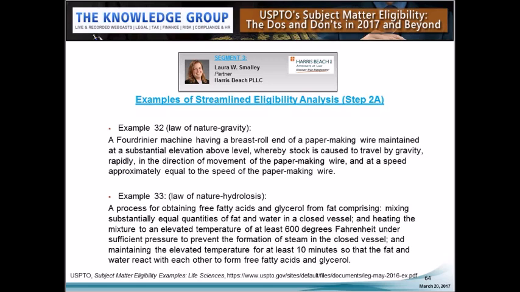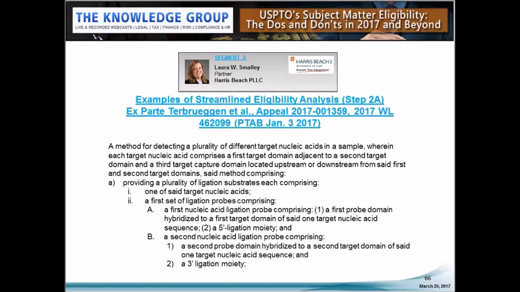And this is my final point here. This is an example of a streamlined analysis from a recent PTAB case. It's a method of detecting a plurality of different target nucleic acids in a sample. And here the PTAB reversed the examiner's decision that the claim should be rejected under 101. And if you could go to the next slide.